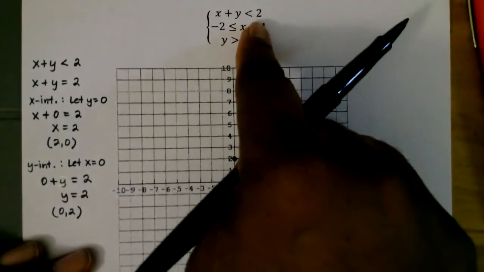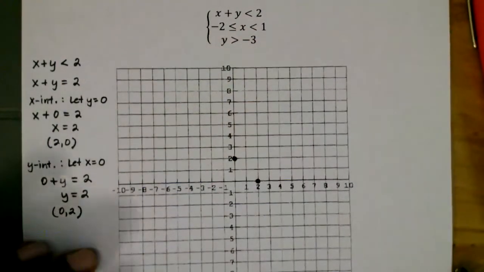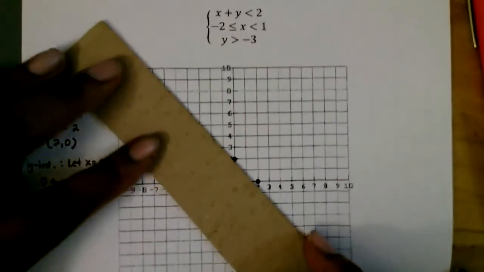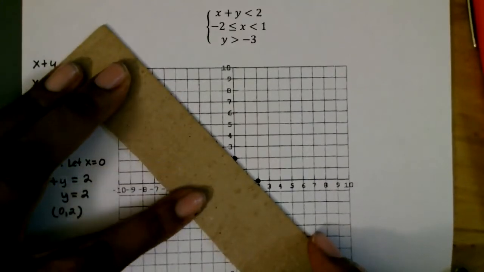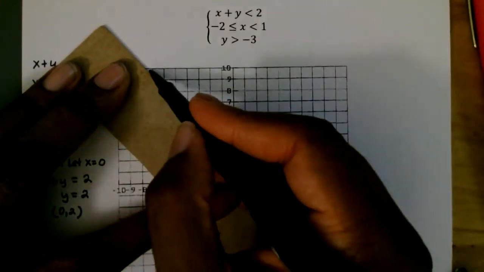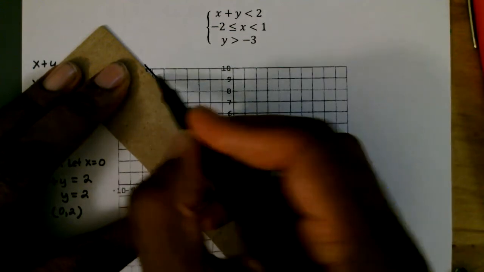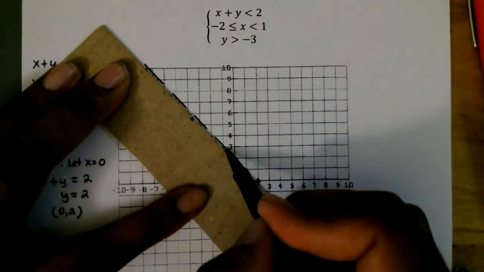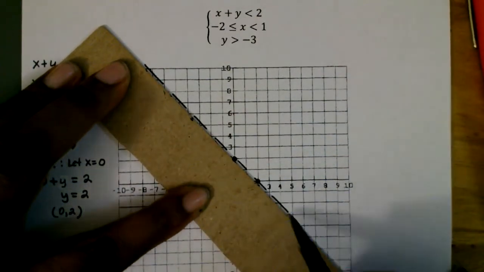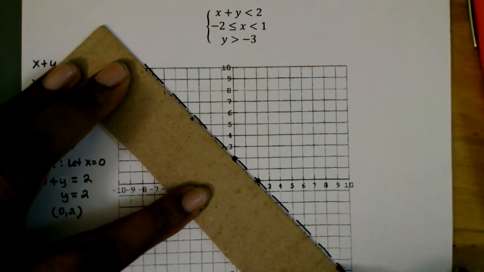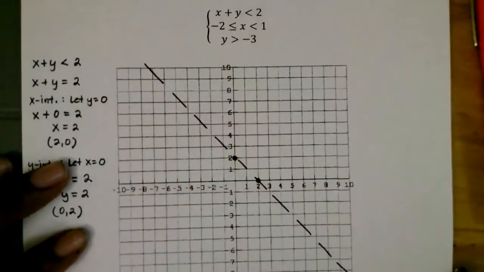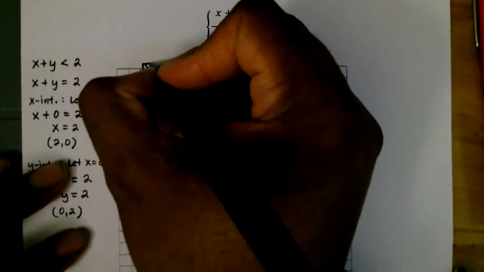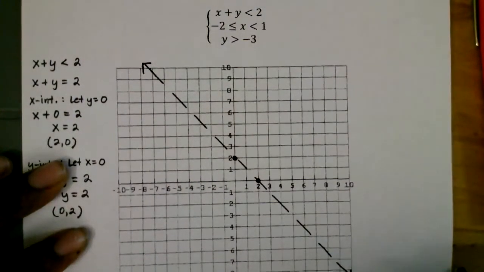Notice the inequality says strictly less than. So the line will not be included. So I'm going to draw a dashed line here, because that means that line will not be included.